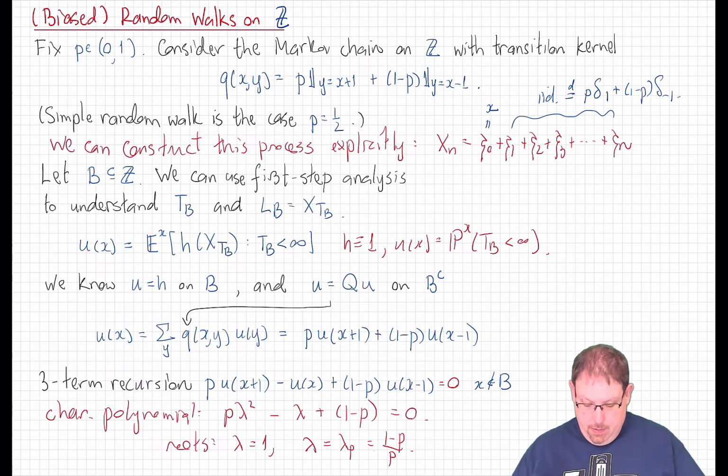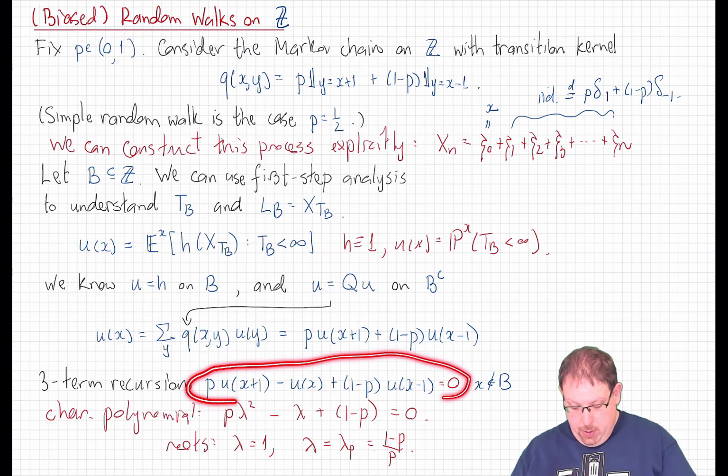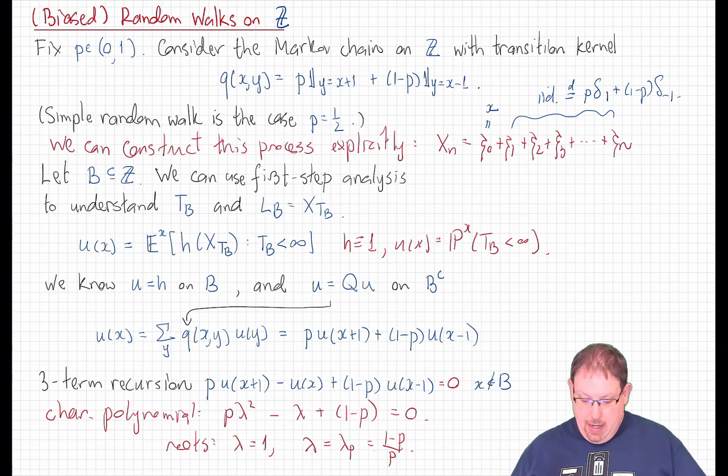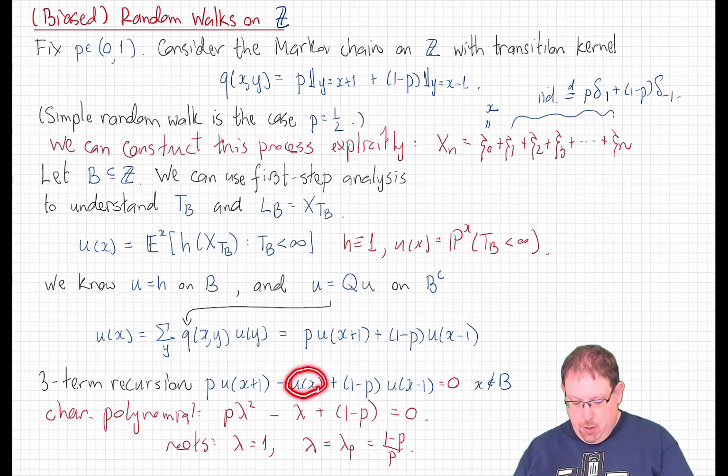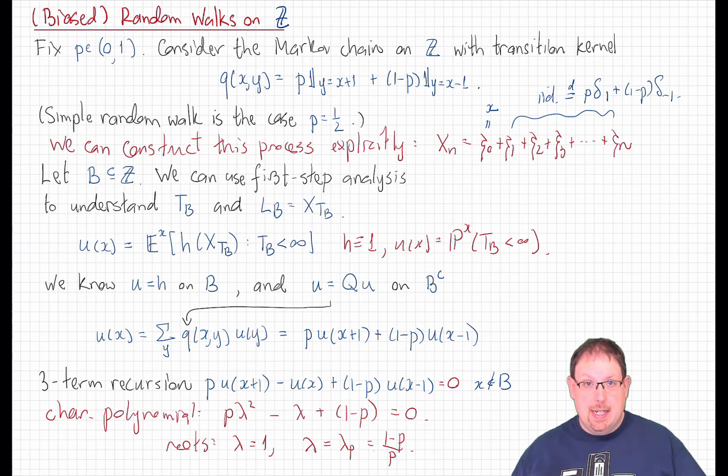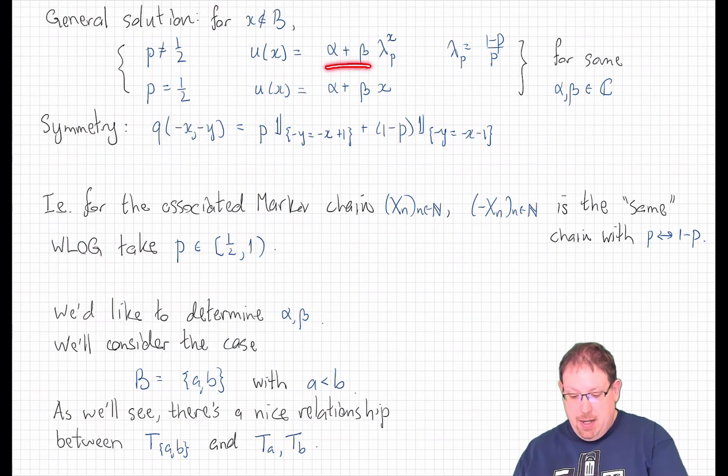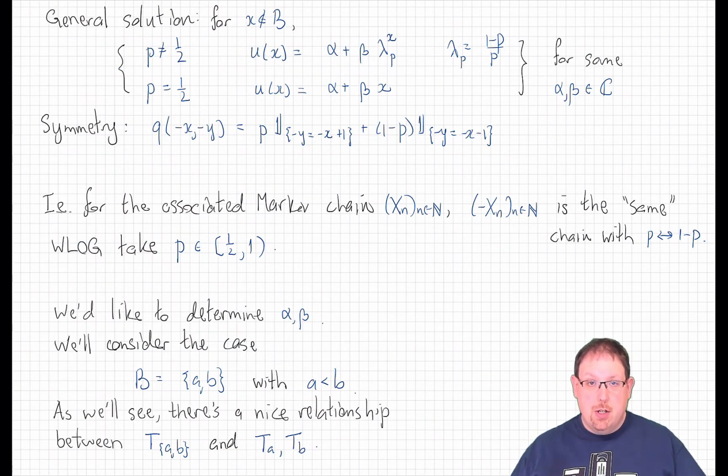But that's not true. If we look at the recursion here, we see, for example, that if x is a point in B complement, but for which a neighbor is in B, then this recursion for u of x will have one of these two terms be u at a point in B, meaning that it's h at that point. That gives us the connection between the two. And so, in fact, the statement is that alpha and beta will be completely determined by the recursion, at least in some special cases where the boundary conditions will determine the value of the function everywhere. That's the case that we're going to consider here in a moment.